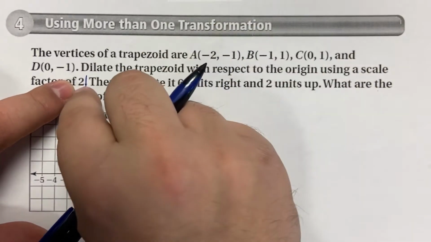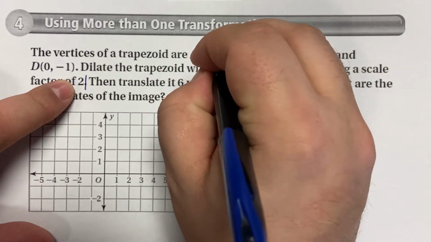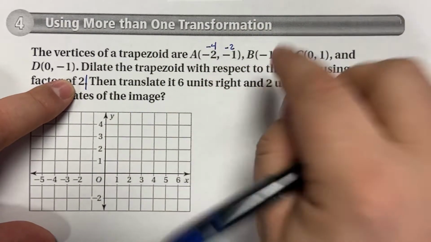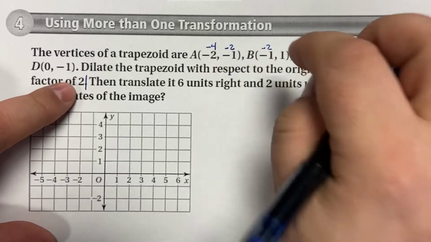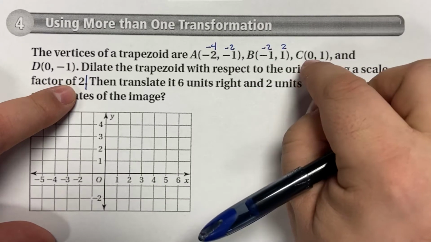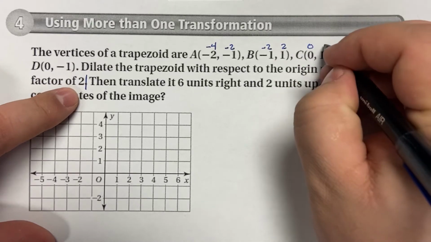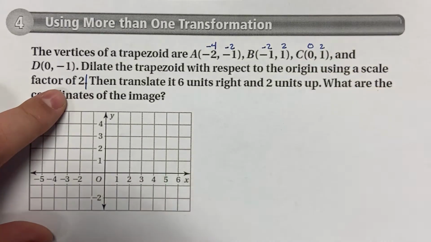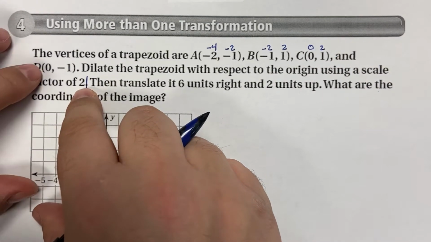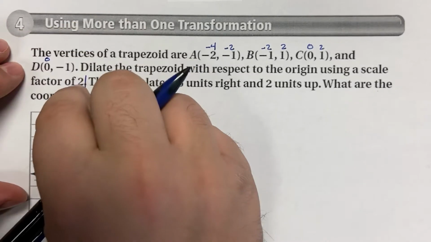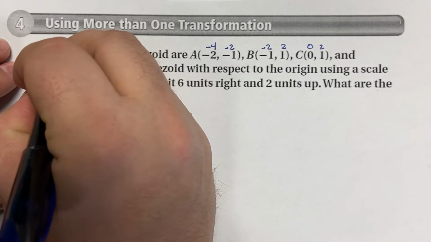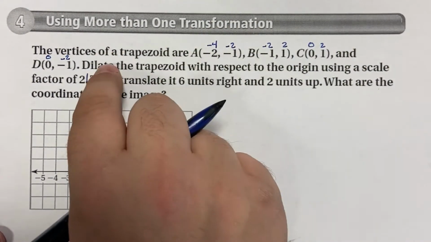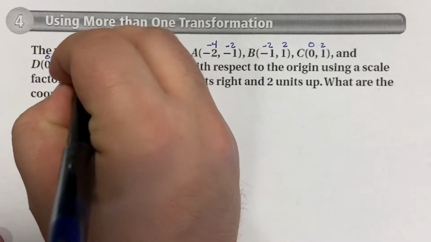So let's do that. 2 times negative 2 is negative 4. 2 times negative 1 is negative 2. 2 times negative 1 is again negative 2. 2 times 1 is 2. 0 times 2 is 0. 2 times 1 is 2. I'm going too fast. My brain's got to catch up. And 0 times 2 is 0. 2 times negative 1 is going to be negative 2. These are the points I have from the original to dilate. So I've done the first step, because here's the first transformation that's done.